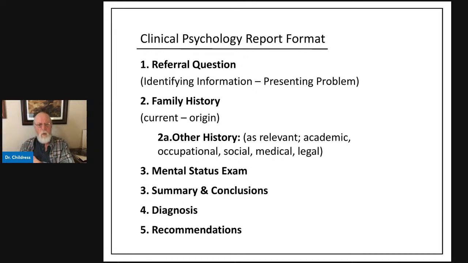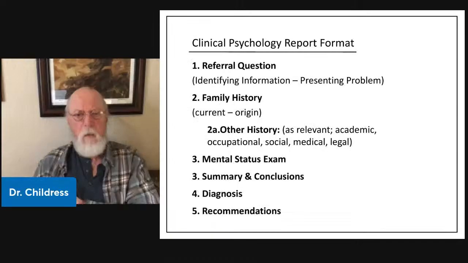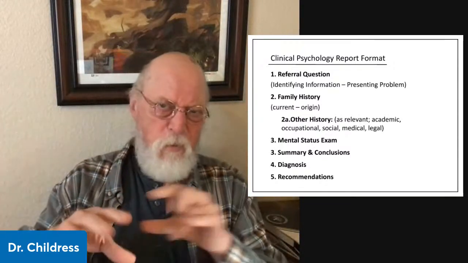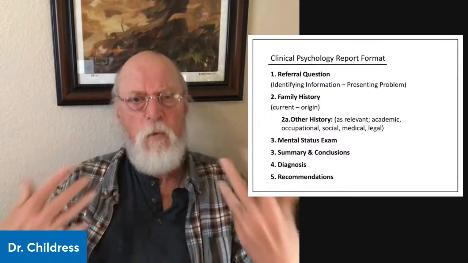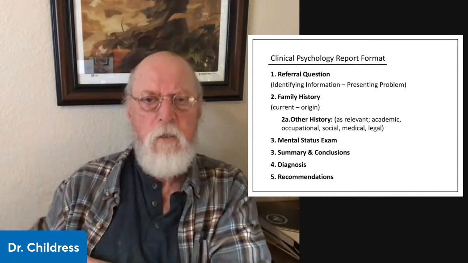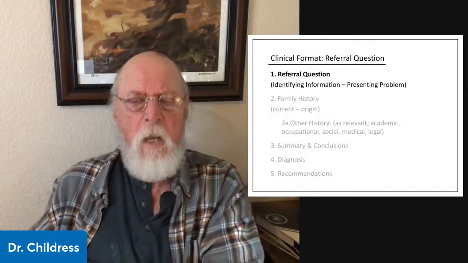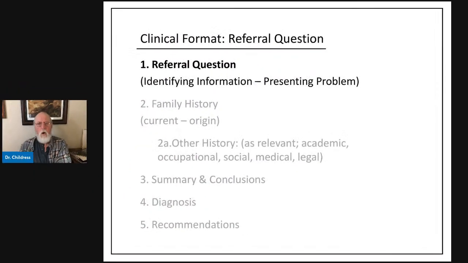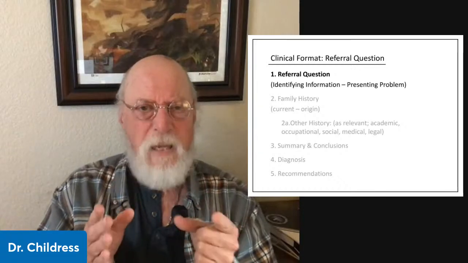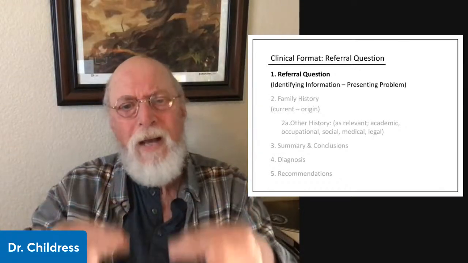There's another type of format for writing research articles, which is introduction, method section, procedures, subjects, results section, discussion section. That's different for journal writing. This is for clinical, anything clinical. So let's talk about each one of these sections for a second, starting with the referral question, identifying information, presenting problem. Now, this section, in all clinical assessments, we test or we assess to a question.